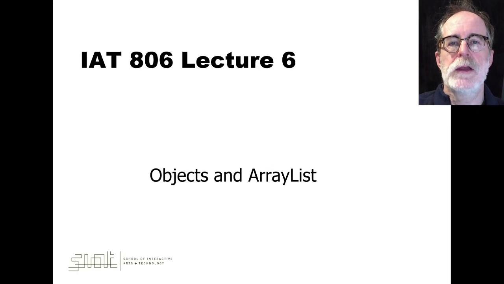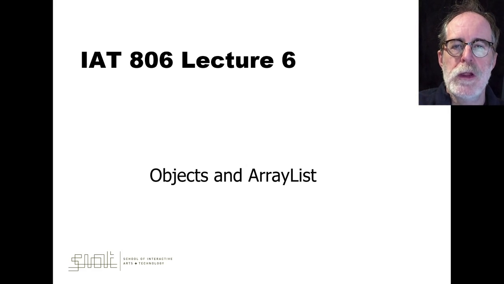This is IAT806, Lecture 6, Objects and ArrayList. So what we're going to be talking about today is the use of a new facility to the course, which is something called the ArrayList. It's a special kind of array that has a lot more facilities than the basic, straightforward square bracket arrays that we have been using so far in the course.